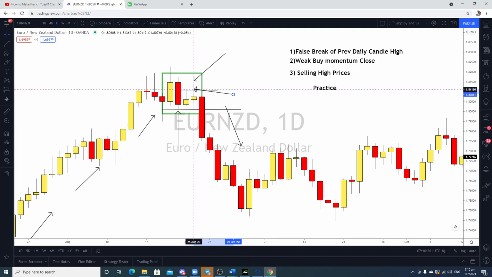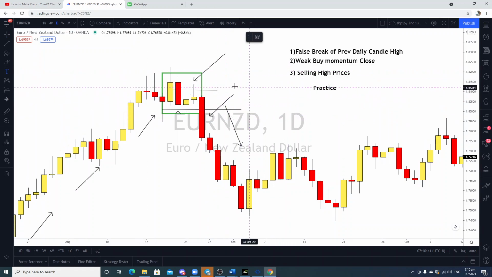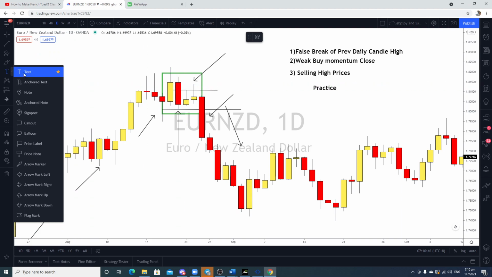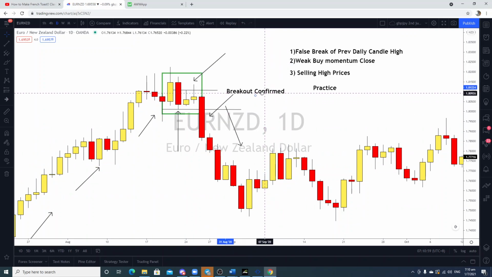If you miss this entry to go for a sell, you miss this down move, it's okay. So in this case, there is a confirmation breakout. Breakout confirm here, and then you go into your lower time frames.